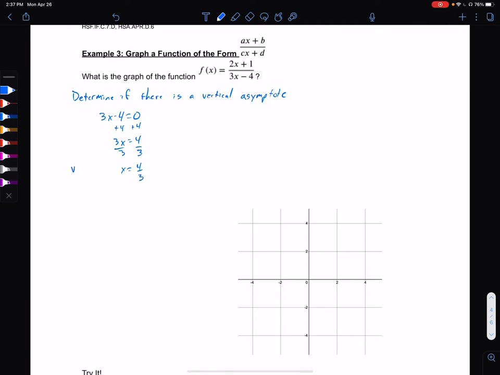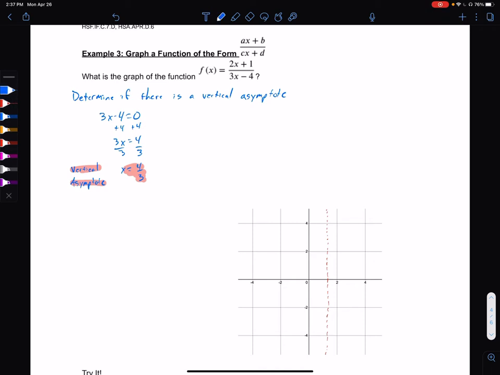So x would be equal to 4 over 3, or 1 and 1/3. And that means we have a vertical asymptote at x equals 4/3. Let's highlight that one in red. So that's our vertical asymptote. I'm going to sketch that on our graph. 4/3 will be 1 and 1/3, so somewhere about here. It's just a sketch, so it's not going to be perfect. Again, we have a vertical asymptote of x equals 4/3.